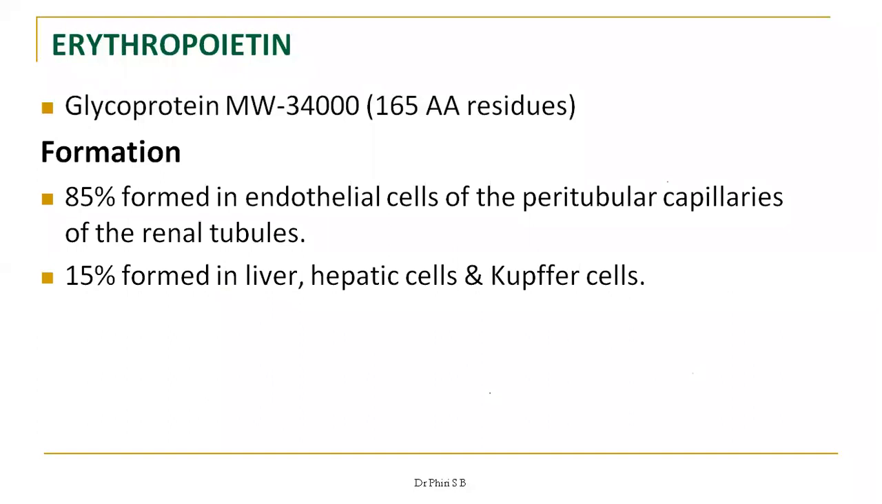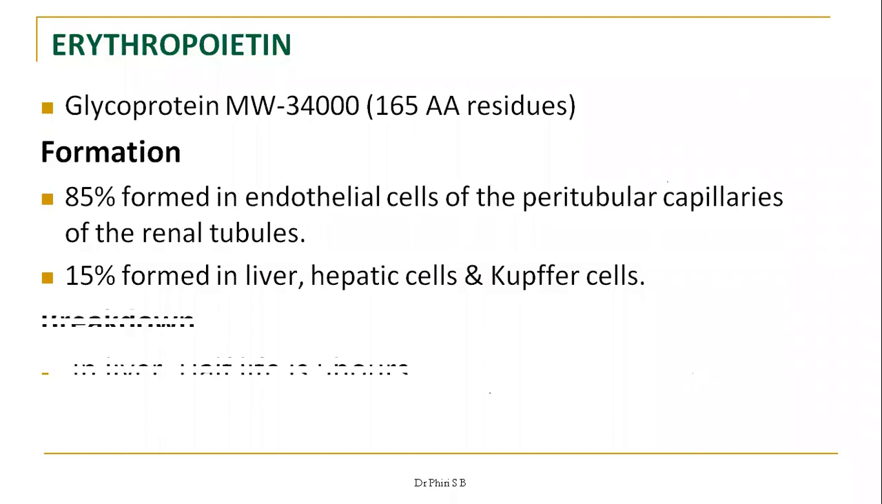So for the formation of erythropoietin, I've already told you that 85% is formed in the endothelial cells of peritubular capillaries in the renal tubules. So in the kidney nephron, you have endothelial cells within the peritubular capillaries that are capable of producing erythropoietin. 85% is coming from the kidneys, then the 15% is formed within the liver. You have the hepatocytes and the Kupffer cells that are also responsible for the production of erythropoietin. In case of hypoxia, these cells will be stimulated to produce more erythropoietin.